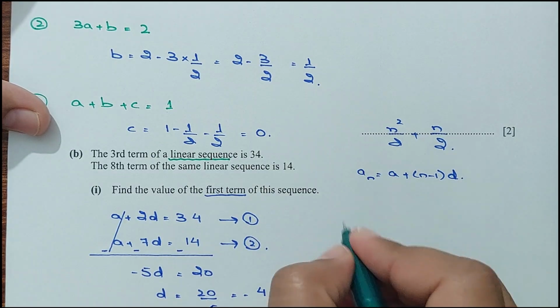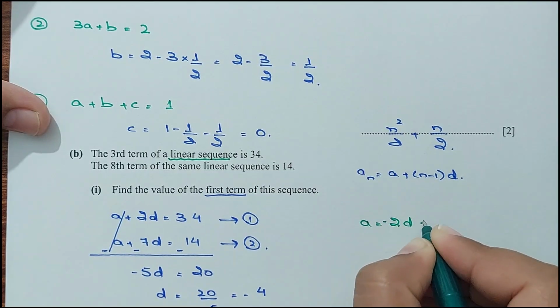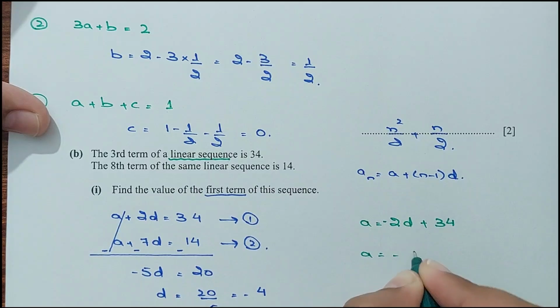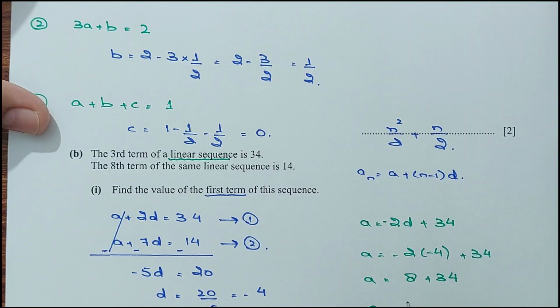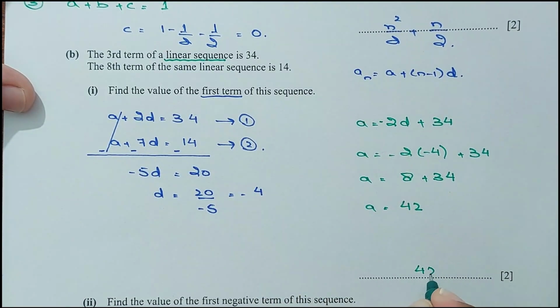Since we have the d value, a is going to be minus 2d plus 34, shifting the 2d to the other side. So a is minus 2 times minus 4 plus 34. That is 2 times 4 is 8, plus 34. 34 plus 8 is 42. So the a value is 42. The first term is 42.